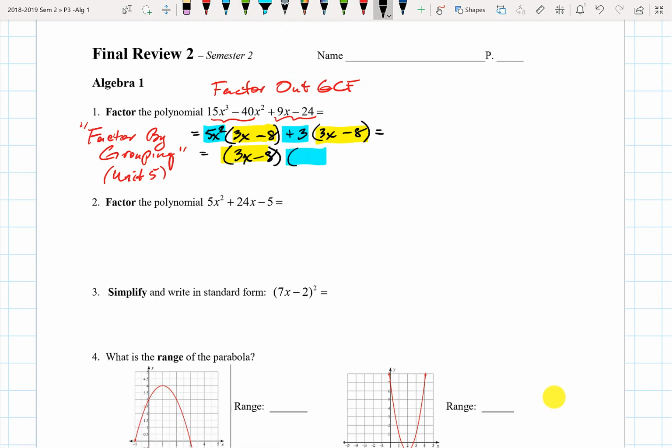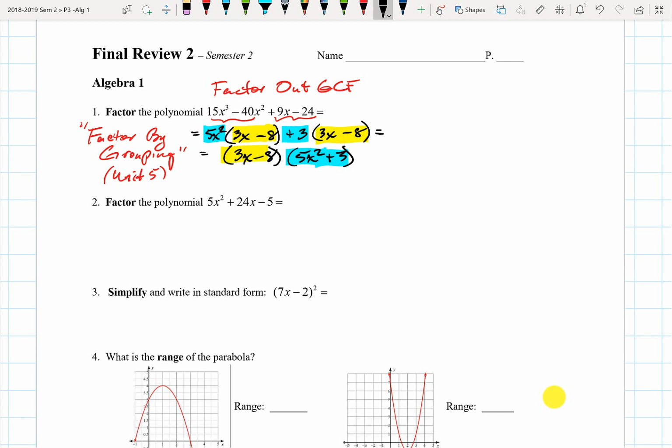So you want to multiply that by 5x squared plus 3, and it's called factor by grouping. We did that like 2 or 3 months ago. And we've been using it in Unit 6 in quadratics, and we've been using it in Unit 7 on quadratic functions. So we've been using it for the last 3 months. So this technique will definitely be on the test. In fact, it's involved in number 2 as well. So let's play the factor game here.